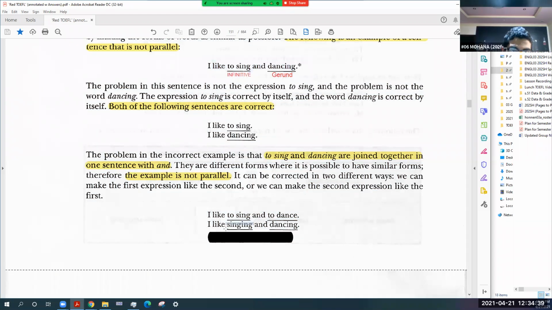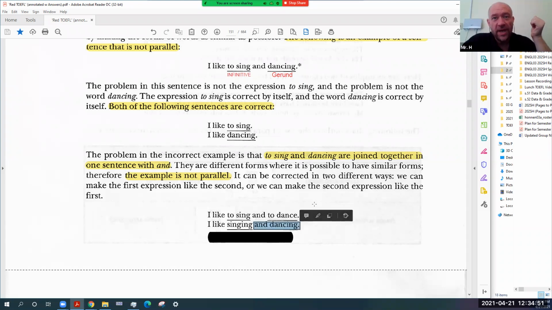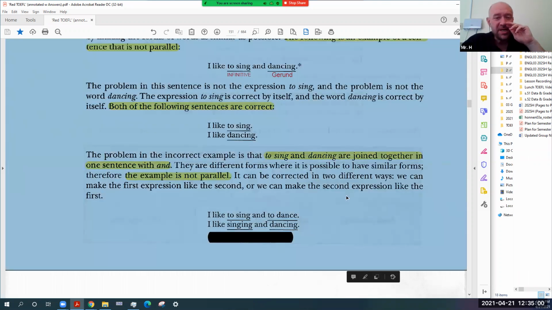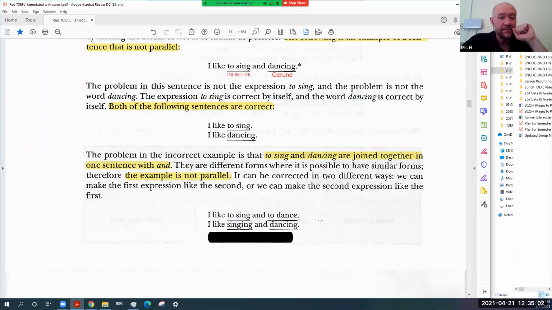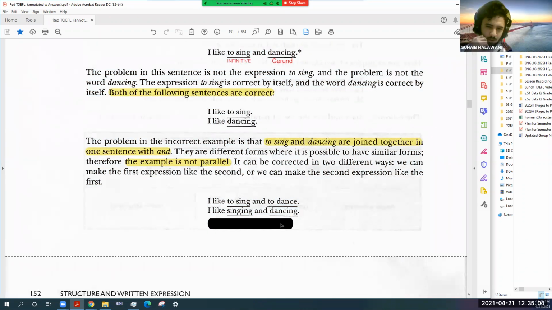I like singing and dancing. What do we have here? Two gerunds, right? Yeah. So here we have balance, gentlemen. You see, there's balance here above, and in the example down, we have balance. Okay. There is one more possibility. Does anybody know? I like to sing and I like to dance.